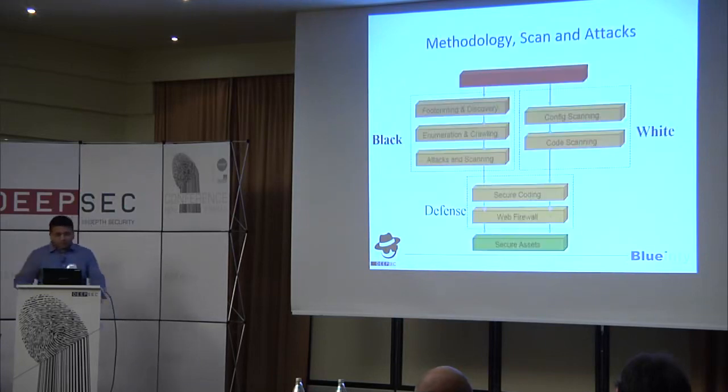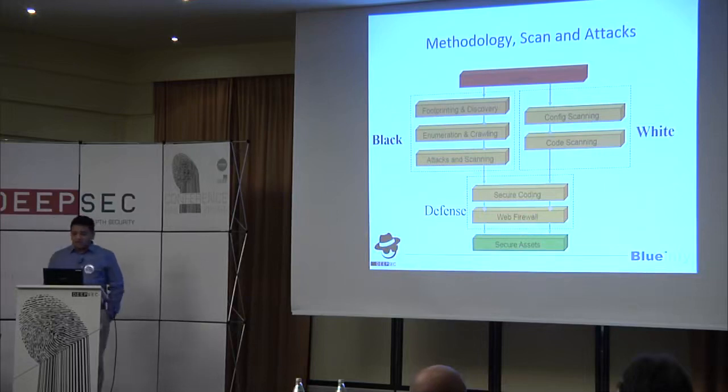So the question really is, if you look at it from the methodology perspective, on the left there is black box, and on the right-hand side there is white box methodology. The asset is tested on the black box front by footprinting and discovery, and then enumeration, attack and scanning. Typically, an automated application penetration testing tool will crawl the site and then try to fuzz each and every parameter.